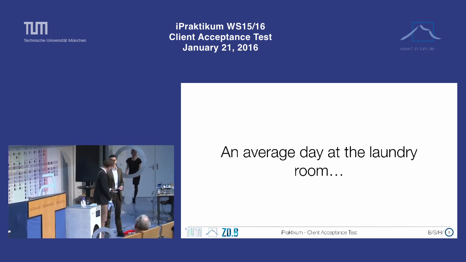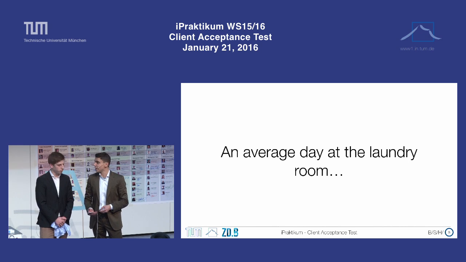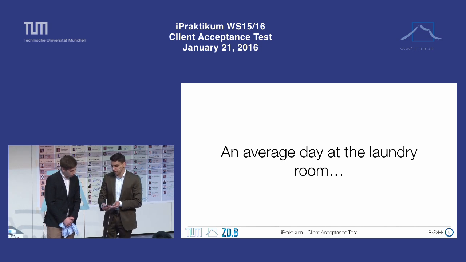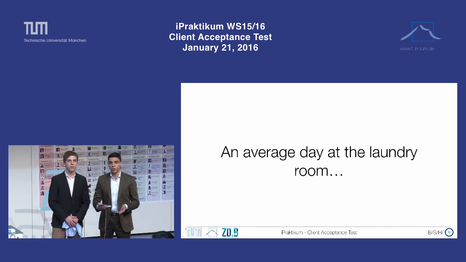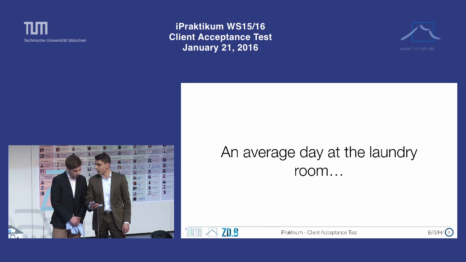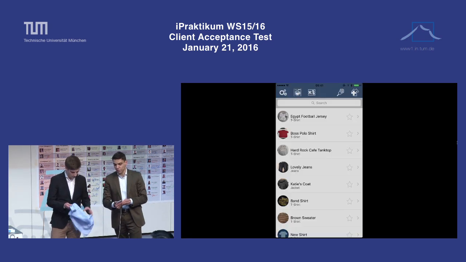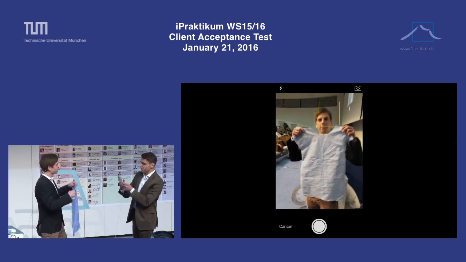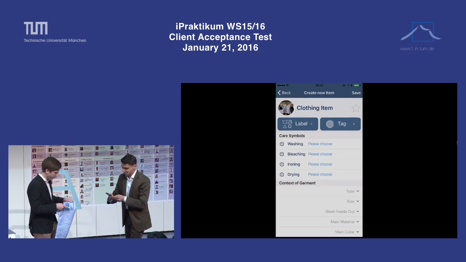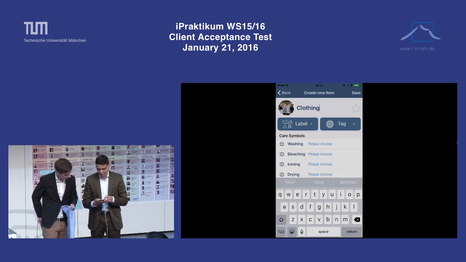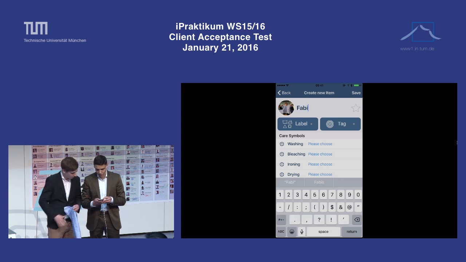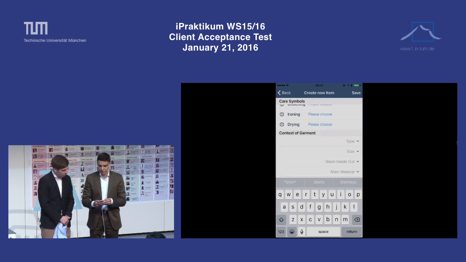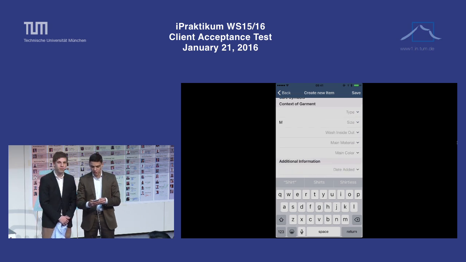iWash is a new app by Bosch that enables the washing machine to recognize what's inside and set the washing program accordingly. When you first launch iWash, you see an overview of all the clothing you have, and you can add a new item, for example, the shirt you have there. Okay. For this, you press on the Add New Item button. You can take a picture of it. It's a nice shirt you have there. Thank you. You can give it a name and set more information, for example, like the size or the main color.